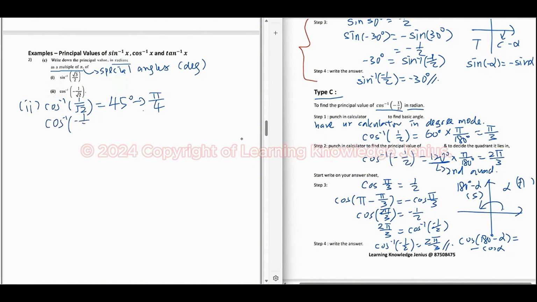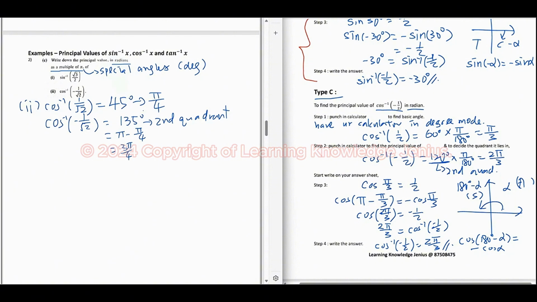If it's negative, punch it into the calculator to get the actual principal value, because the calculator always gives you the principal value range. So from here you can tell that actually it's in the second quadrant. But of course you must still leave it in radian mode, so you must leave it in terms of pi, like this. So this is step 1 and step 2, which is not counted. The marks are not counted.